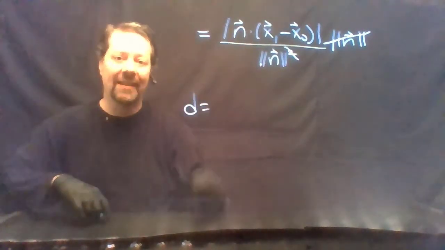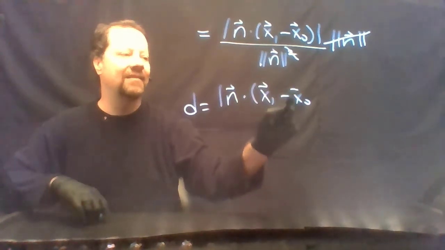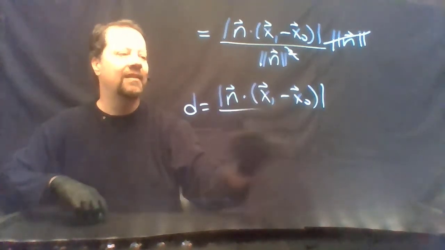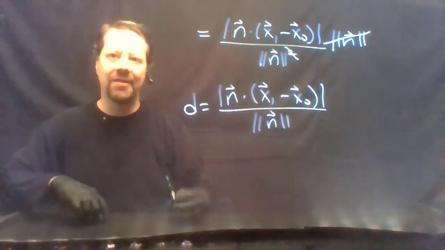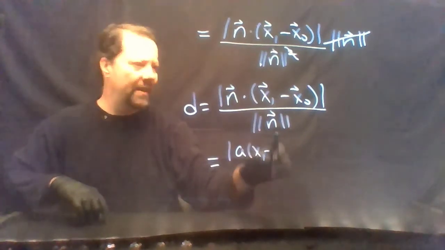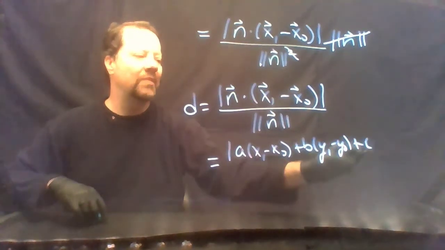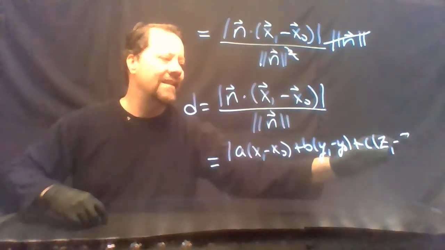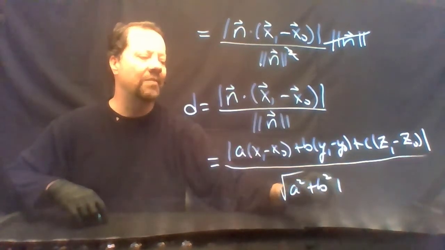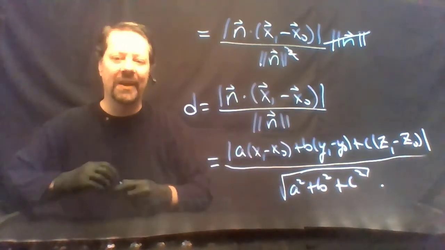The distance between a point and a plane, then, is the absolute value of the normal vector dotted with x1 minus x0, where x1 is the point in question and x0 is an arbitrary point on the plane, divided by the norm of the normal vector. Another way to look at that is a times x1 minus x0 plus b times y1 minus y0 plus c times z1 minus z0, all over the square root of a squared plus b squared plus c squared. Different versions of the same thing, the distance between a point and the plane.